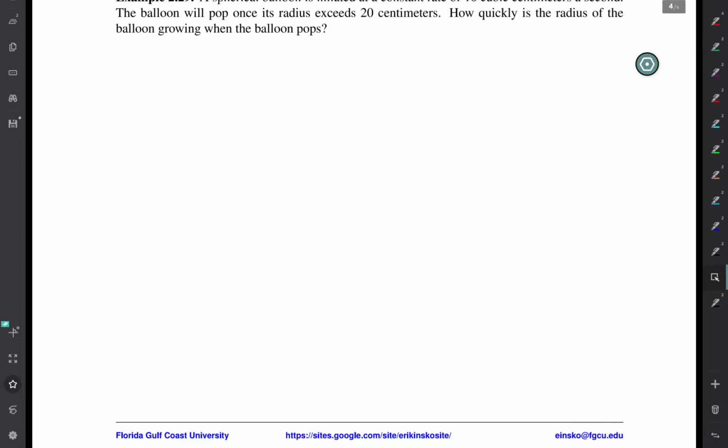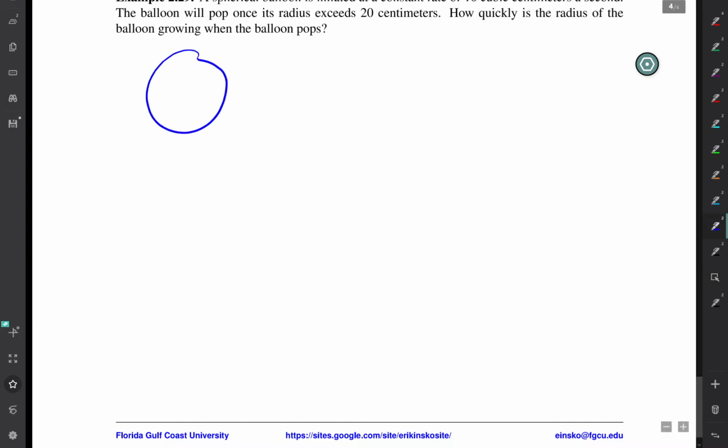Okay, we're going to finish up our notes on Chapter 2 with one more example of a related rate problem. This has to do with a balloon being inflated. It says that a spherical balloon is inflated at a constant rate of 10 cubic centimeters a second. So the picture is something like this.